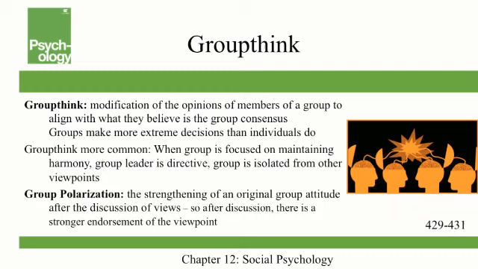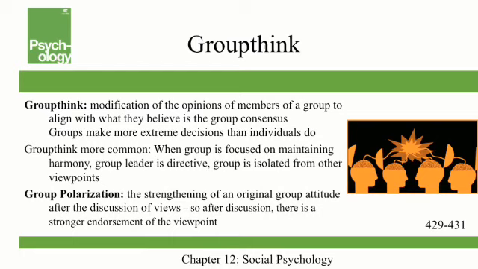Groupthink is the modification of the opinions of members of a group to align with what they believe is the group consensus. And groups make more extreme decisions than individuals do. And so there's a lot of symptoms that make groupthink more common. So when a group is focused on maintaining harmony, or a group leader's directive, or the group's isolated from other viewpoints, these all lead to groupthink. Things like believing that the group is morally correct, that increases groupthink too.